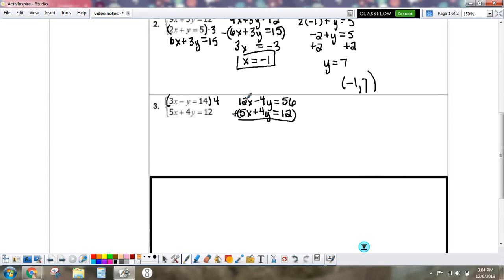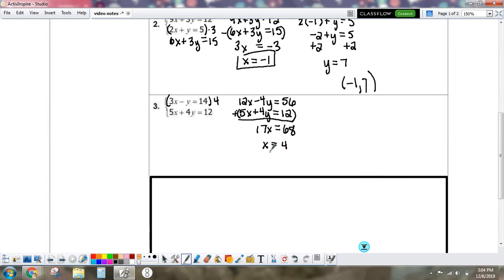So I'm going to add all of this. So 12 plus 5 is 17x. I know negative 4 plus 4 is 0. And 56 plus 12 gets me 68. And I'm going to divide both sides by 17 to get my x. And x is going to equal 4.